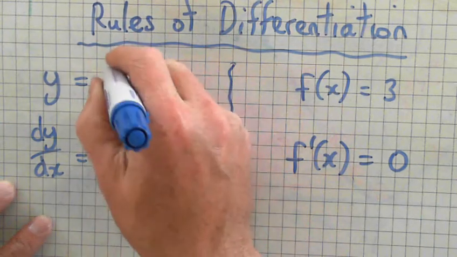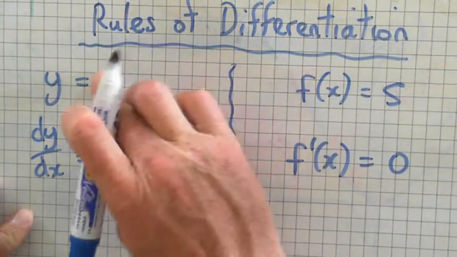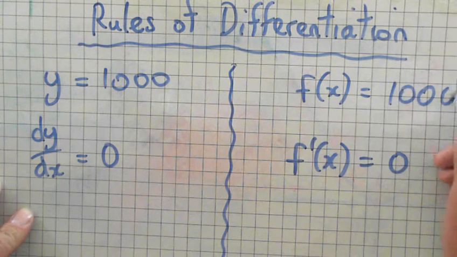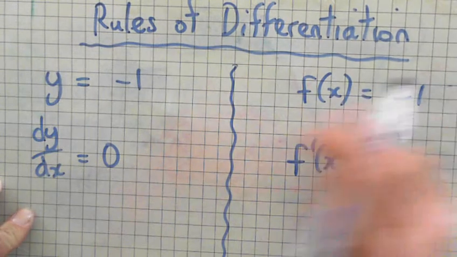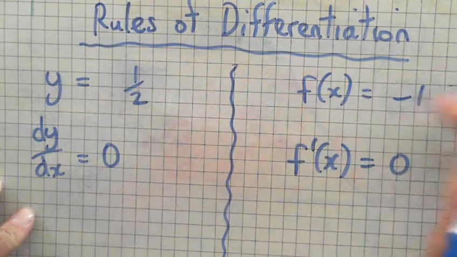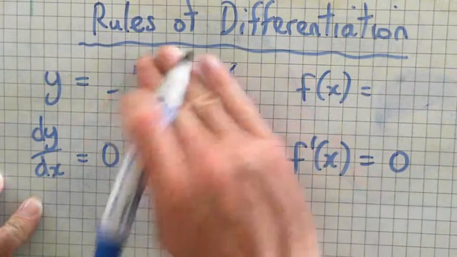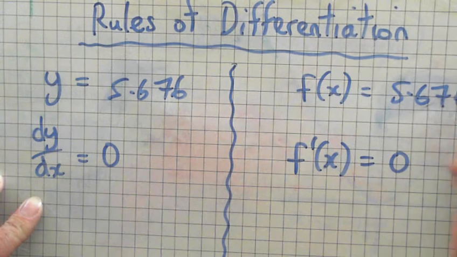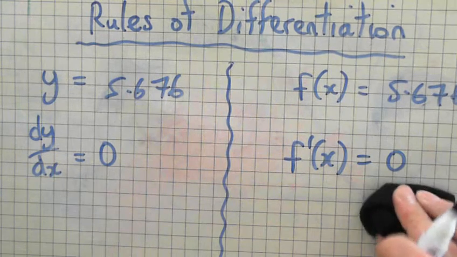If I differentiate 5, it's still 0. If that was 1,000, the answer is still 0. If it was -1, the answer is still 0. If it was differentiate a half, the answer is 0. If it was minus a half, the answer is still 0. If it was differentiate 5.676, the answer is still 0. Okay?